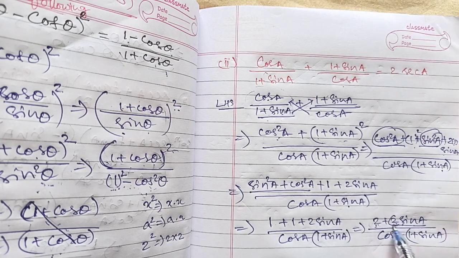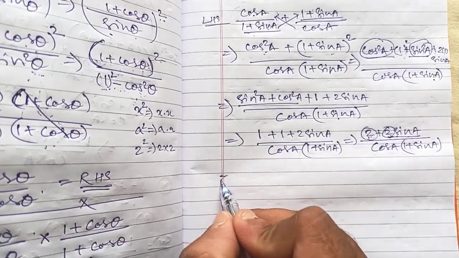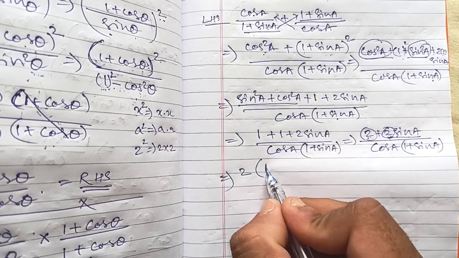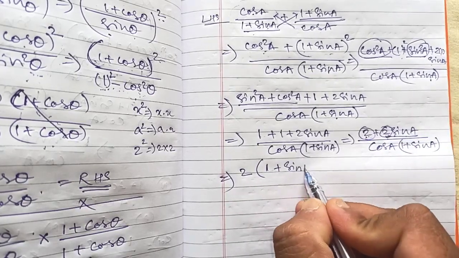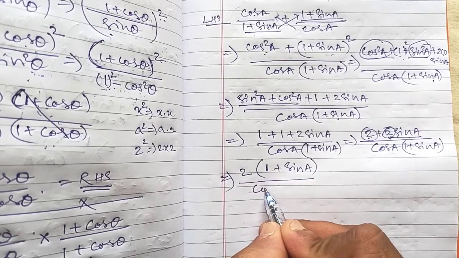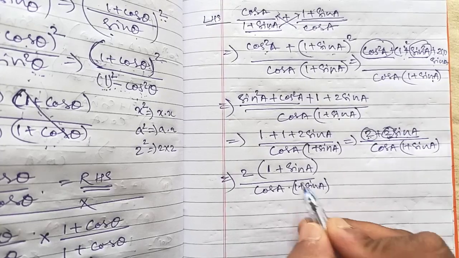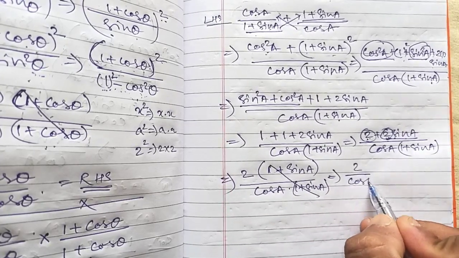What we can do here is take 2 common from them. If we take 2 common, 1 will be left from the first term and sin A will be left from the second, divided by cos A into 1 plus sin A. Now you can see these two we can cancel. We got 2 by cos A.